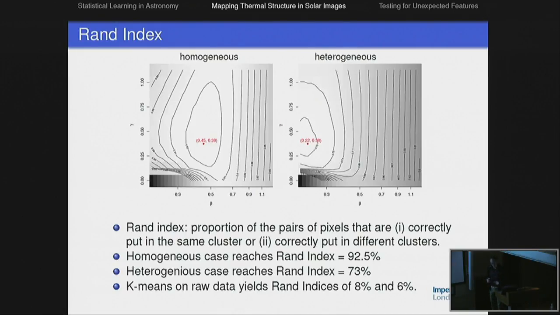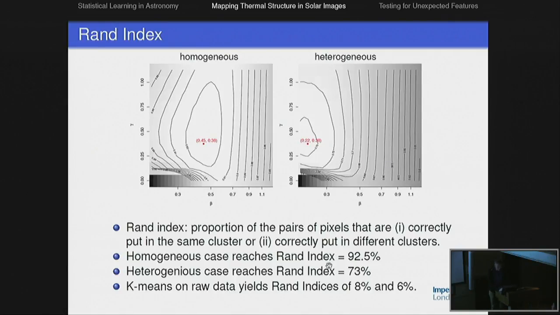So if they are in the same cluster, you mark it as a success. If they're classified as the same cluster, if they're actually in different clusters, you mark it as a success if they're in different clusters in your fitted classification, and, of course, failures in the other two cases. And you can see again, the best fits are slightly different, but they're not that different. We get a pretty consistent kind of result here.